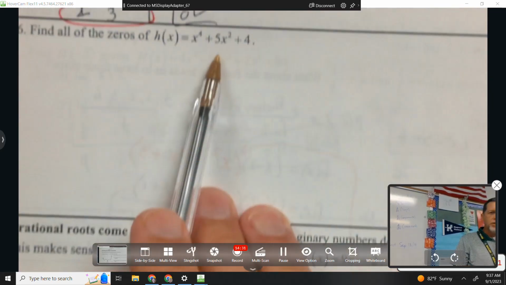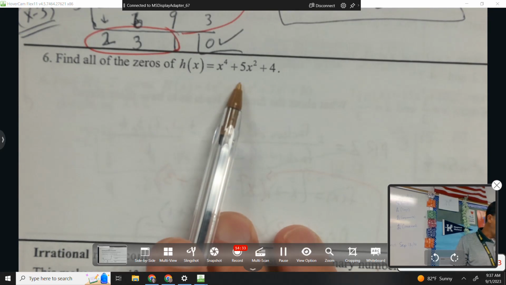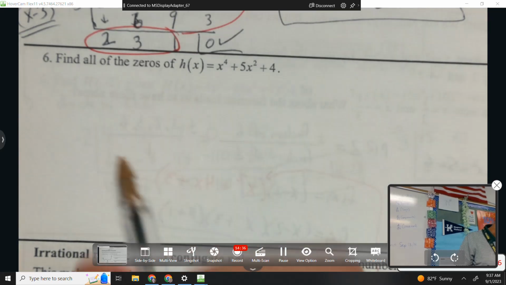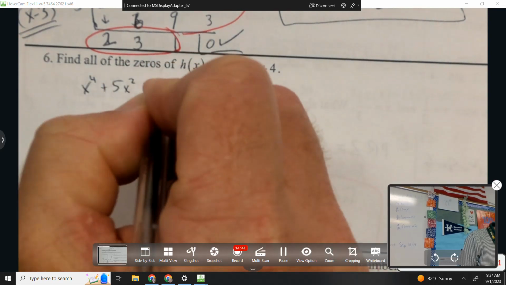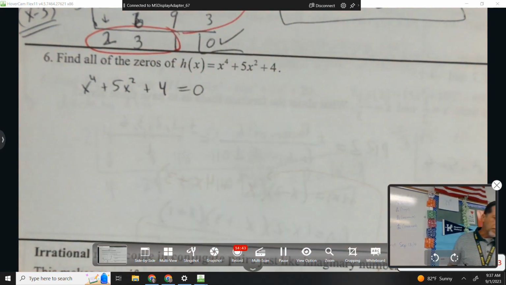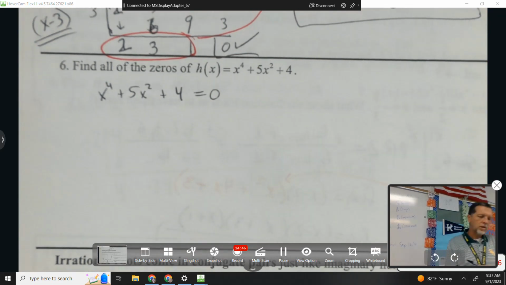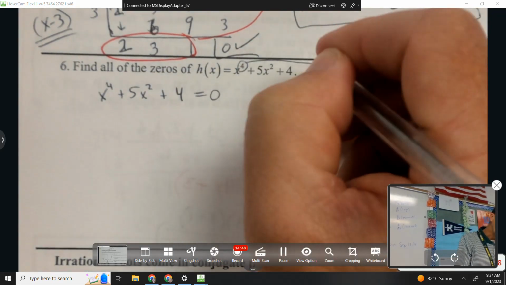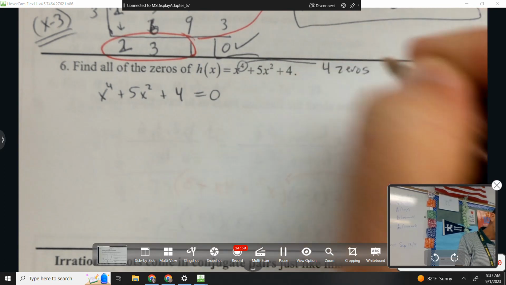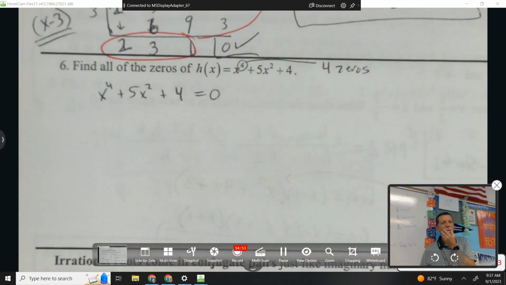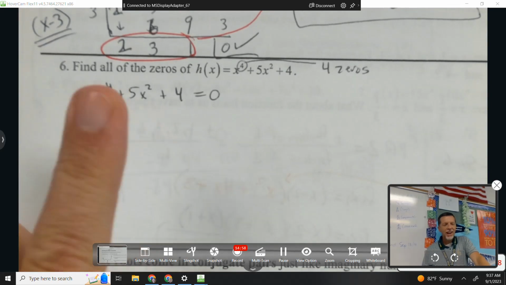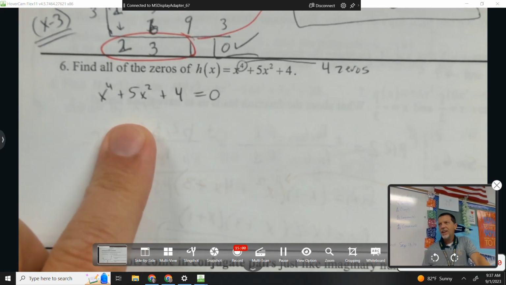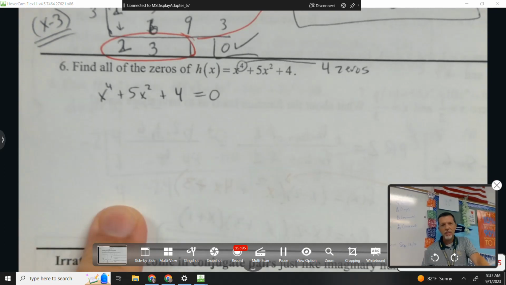Find all the zeros of x to the 4th plus 5x squared plus 4. So how many zeros are there going to be? I don't know what I'm looking for. So it should be 4 zeros total. I'm looking at that thing and I'm thinking, wait a minute, I think I can factor that. I don't have to do the possible rational zeros thing and go through all of the options.